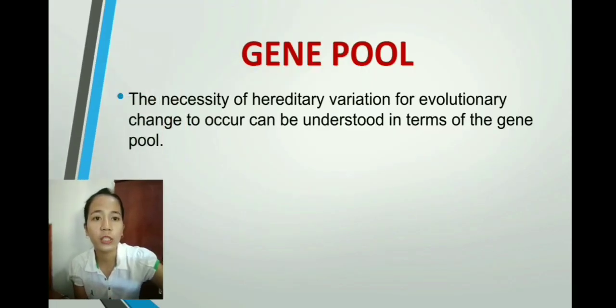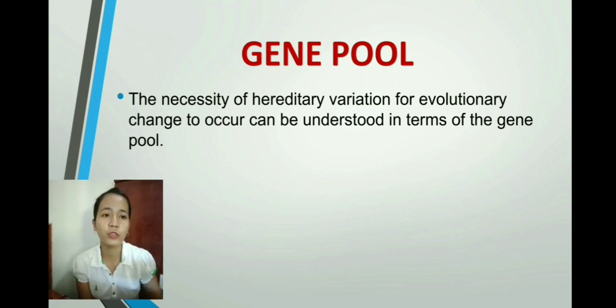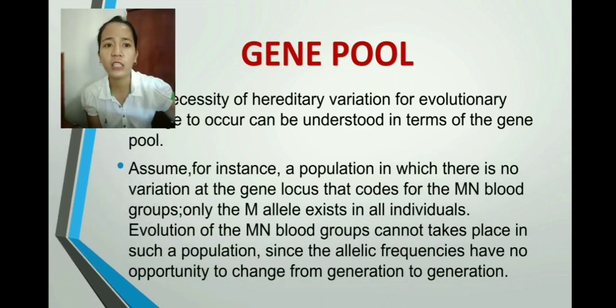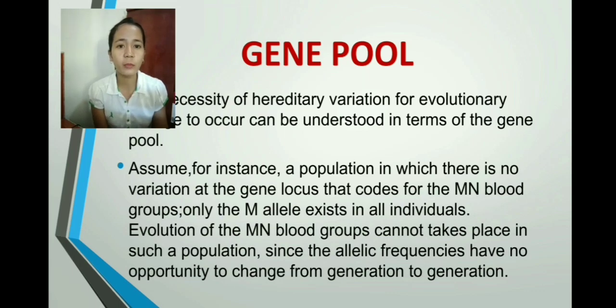So, on gene pool, the necessity of hereditary variation for evolutionary change to occur can be understood in terms of the gene pool. Assume, for instance, a population in which there is no variation at the gene locus that codes for MN blood groups. Only the M allele exists in all individuals. Evolution of MN blood group cannot take place in such a population, since the allelic frequency has no opportunity to change from generation to generation, unless there are environmental changes or factors that affect all of them.